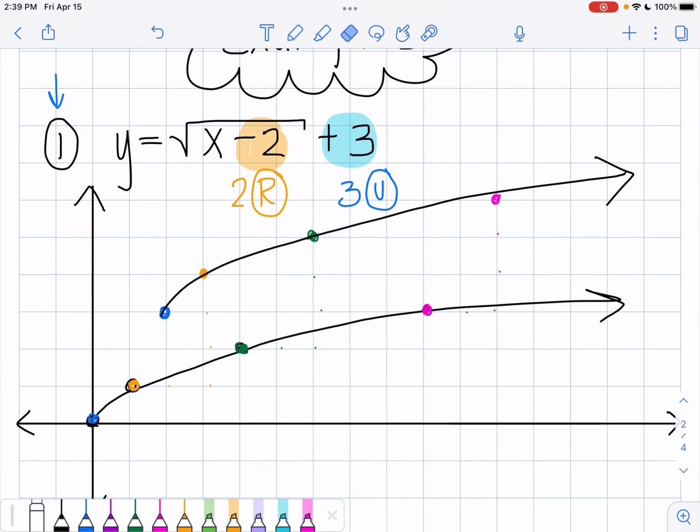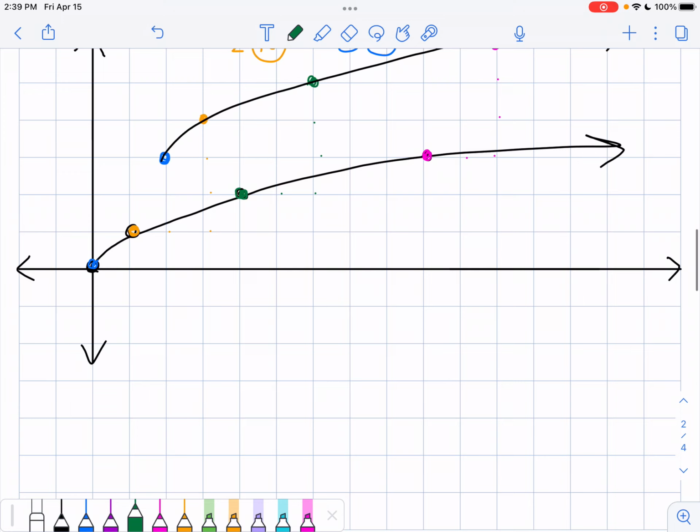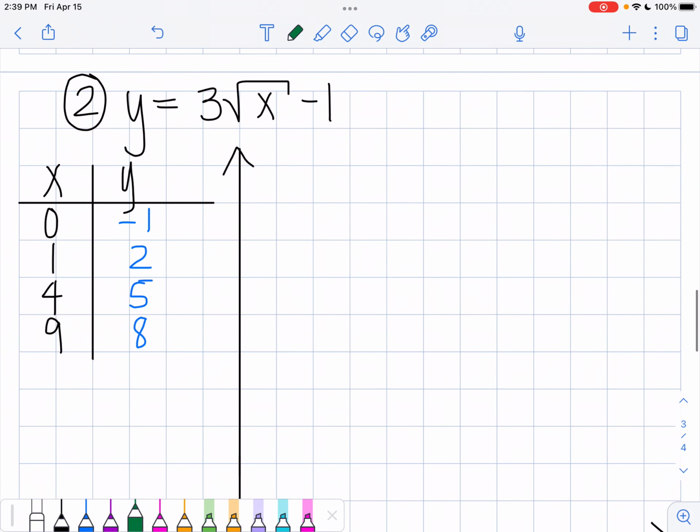Now it gets a teeny bit trickier when you have this value a up in front, because what it does is it kind of changes the fatness of your square root. Typically if your square root function looks like this, it can make it either really fat or really skinny. So when you have a number out in front like that, for me the easiest thing to do is to use a t-chart.